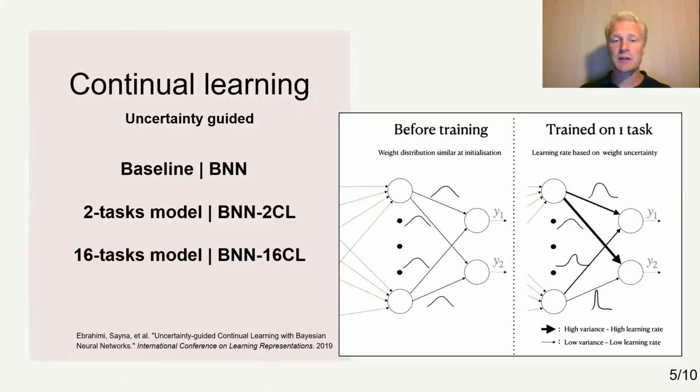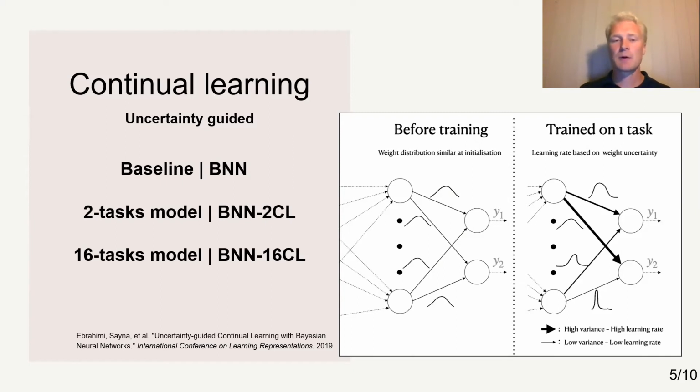The continual learning approach we use is an extension of Ebrahimi et al.'s work on uncertainty-guided continual learning with Bayesian neural networks. Basically, their method utilizes the inherent uncertainty in the weights of a Bayesian neural network to tune the per-parameter learning rate, such that parameters or weights that are important for previous knowledge are updated less when new knowledge or new data arrives.